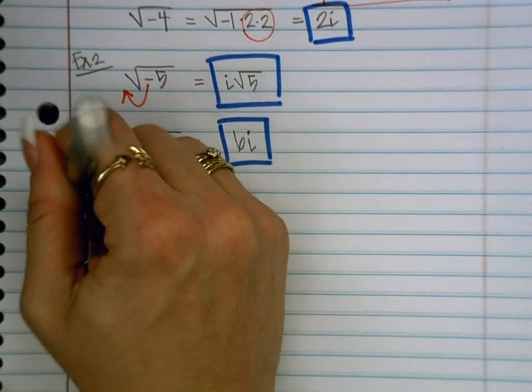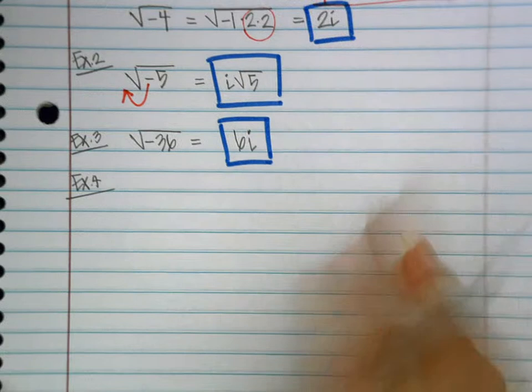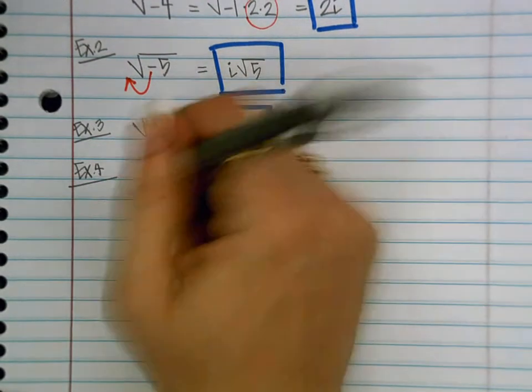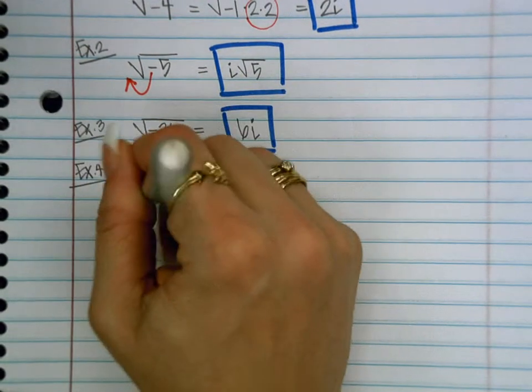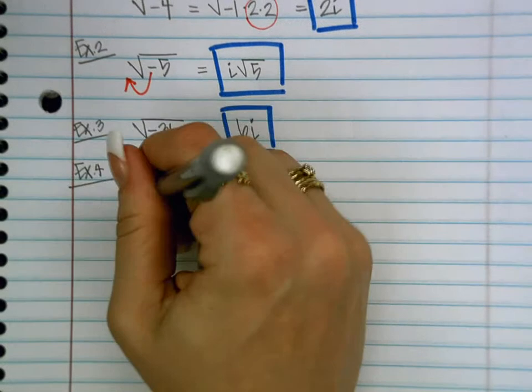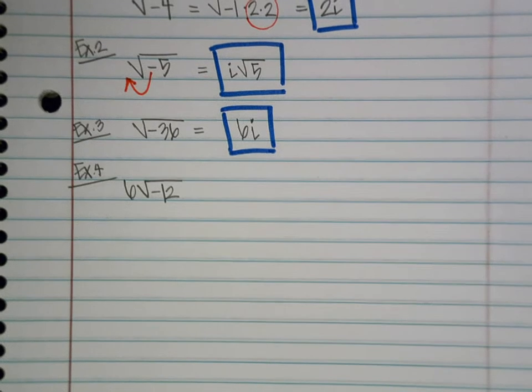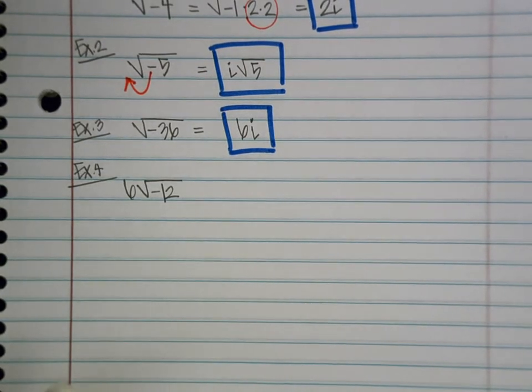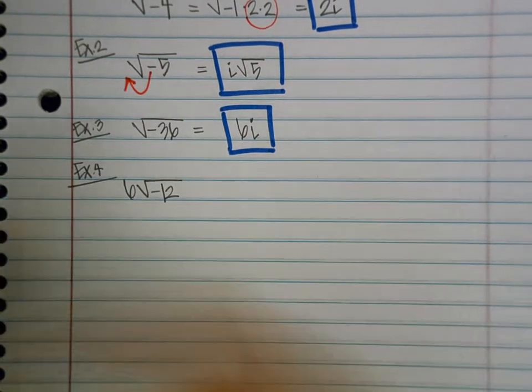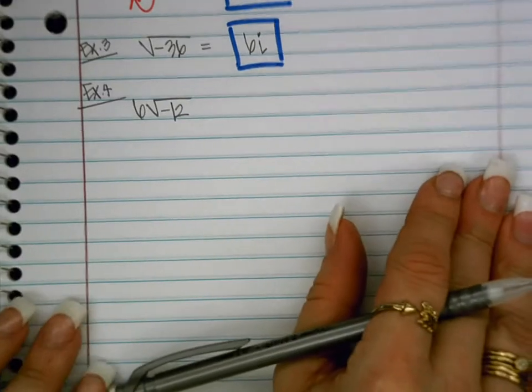Try another one for number 4. This isn't really something that I would say is very difficult. It's just getting used to it and the thought process of I's. It gets a little bit more difficult, but nothing huge. We're just introducing I's today. So I'd like you to simplify 6 root negative 12.